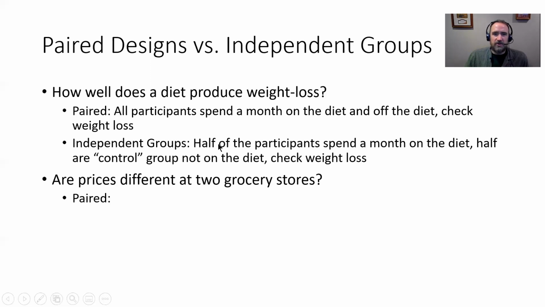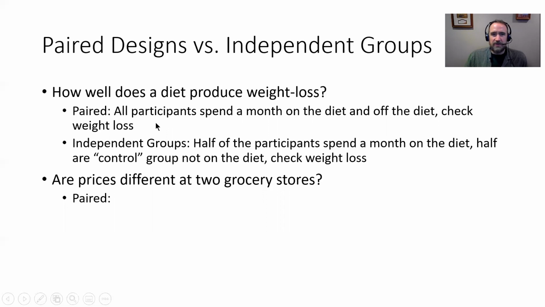So here we'd have 2 groups. Half of our participants would spend a month on the diet. The other half of the participants would be the control group, and they would not be on the diet. And we'd check the weight loss after a month for all of our participants. So here we've got 2 separate groups. We don't get 2 weight loss scores for the participants. We only get 1 for each. And that's an independent groups design.